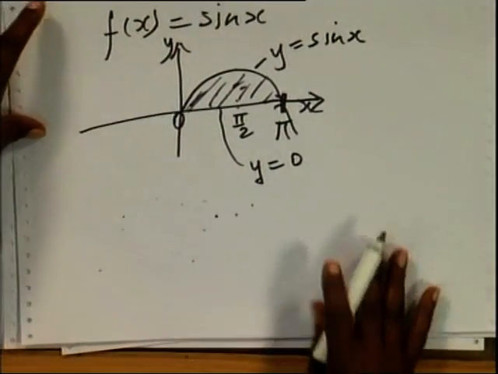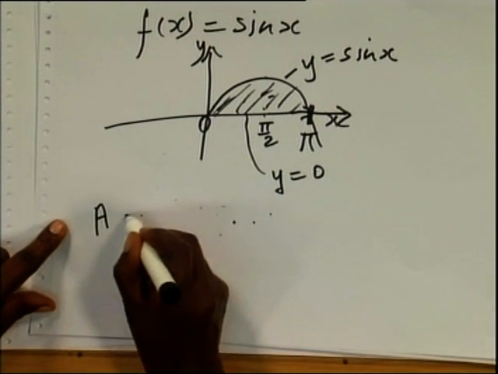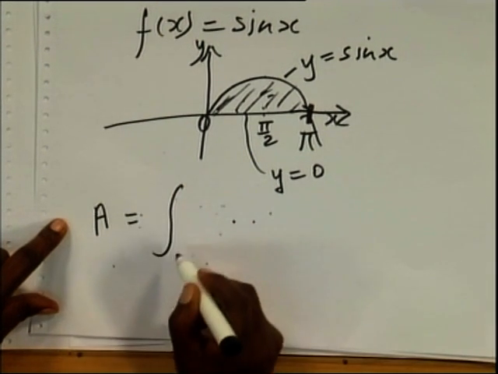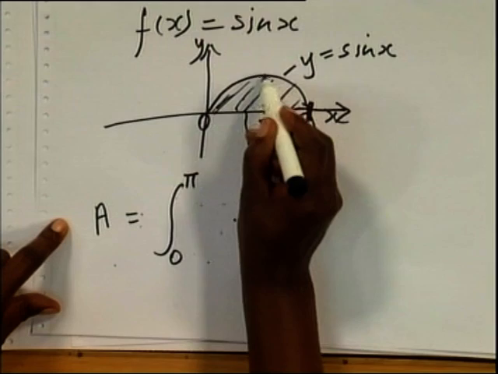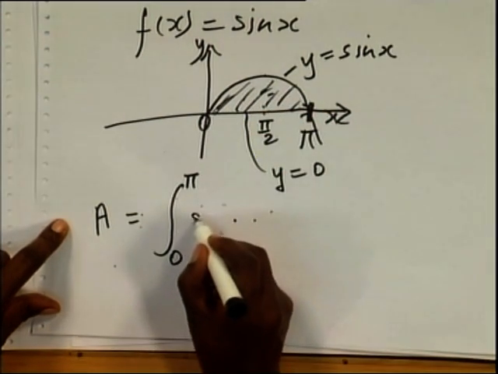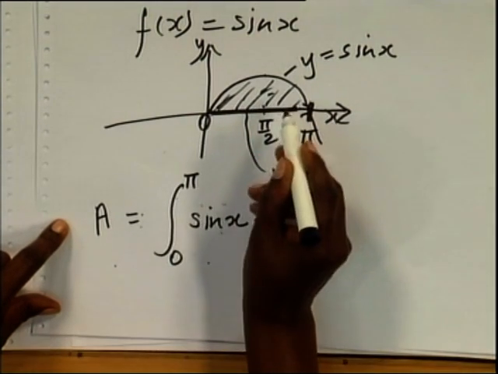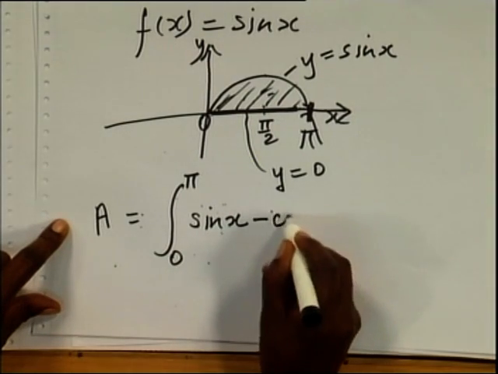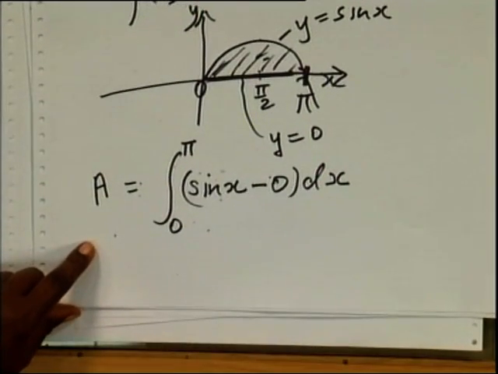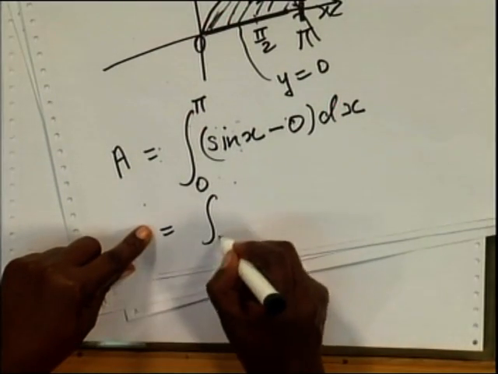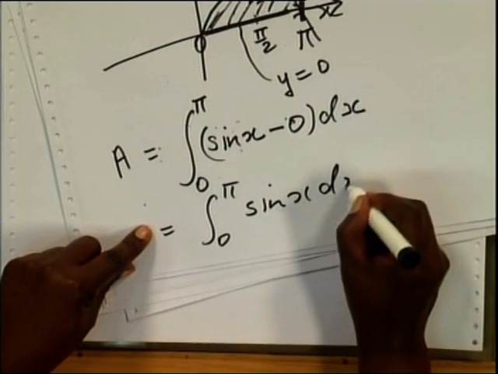Now, how do we handle this one? Remember, we are going to have area is the same as integral from 0 to pi of the function, the top function, remember when you're finding areas, is sine x minus the bottom function here, which is x-axis, y is equal to 0, which is 0, dx. That's how we are writing this expression. Now, to simplify it, I'm going to integrate 0 to pi of sine x, because sine x minus 0 is just sine x with respect to x.